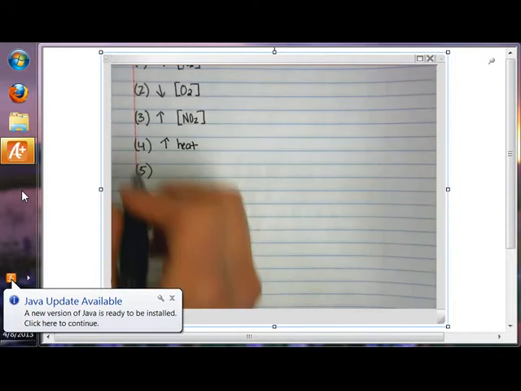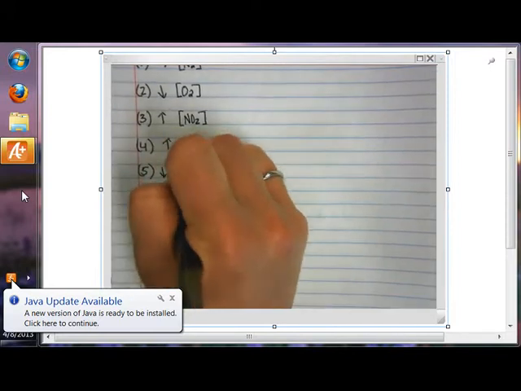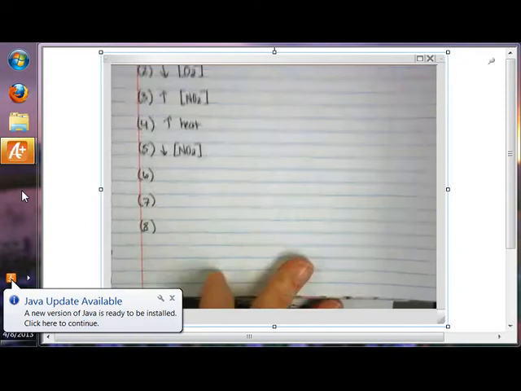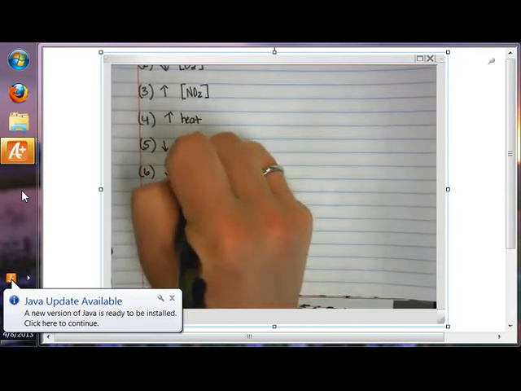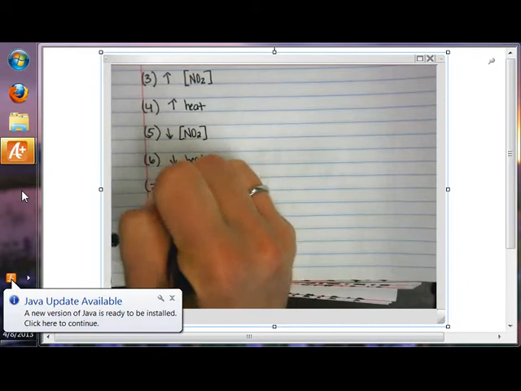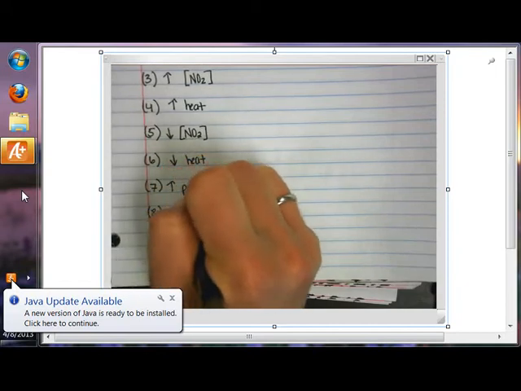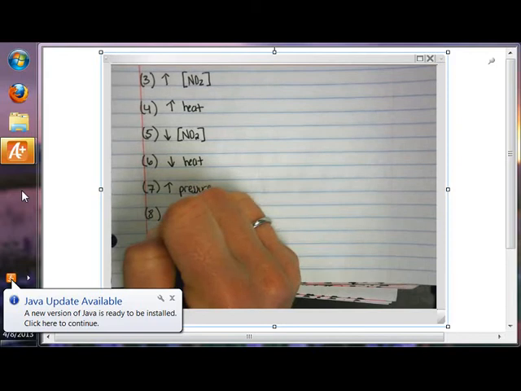5, I'm going to write decrease the concentration of NO2, so that's NO2 in brackets. 6, I'm going to write decrease heat. 7, I'm going to write increase pressure. And 8, I'm going to write decrease pressure.